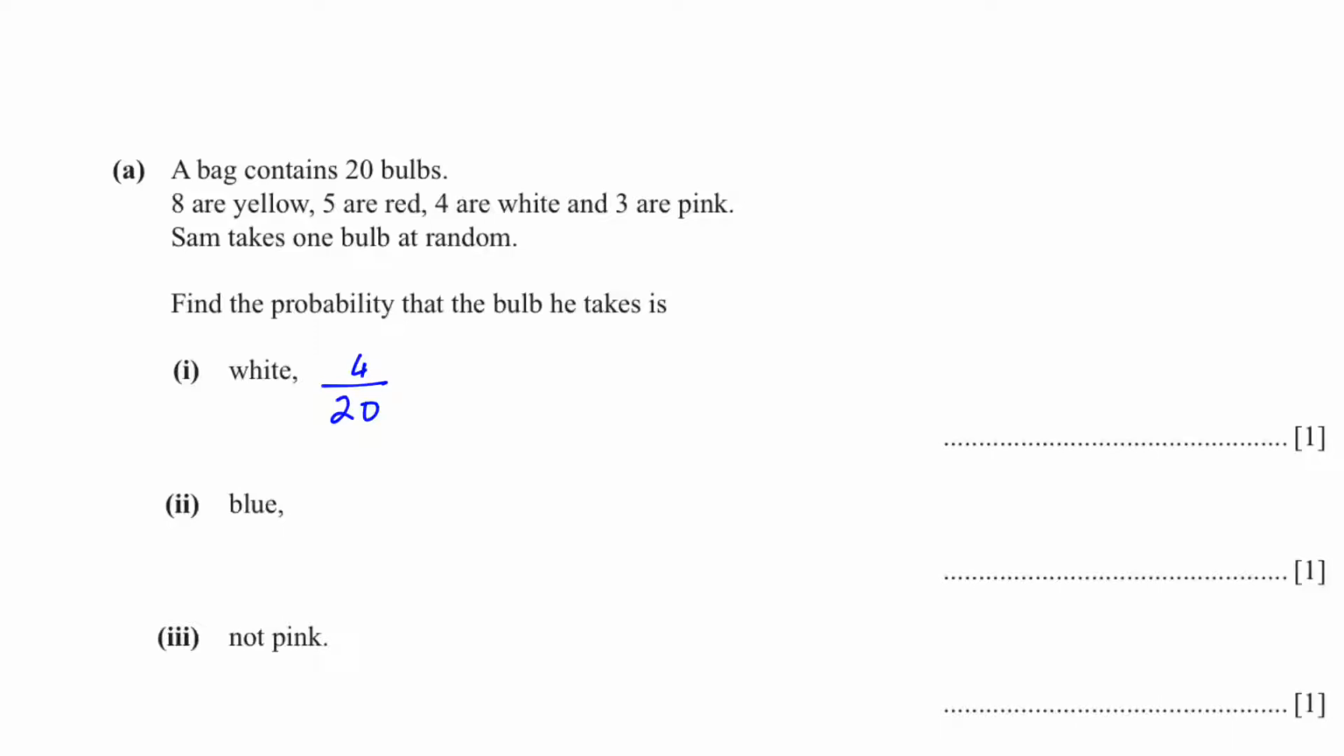A2, blue. There are no blue bulbs here. There's only yellow, red, white and pink. So the probability is 0. A3, not pink. There are total 20 bulbs and pink are 3. So how many are not pink? 17. Therefore the probability of not pink is going to be 17 over 20.